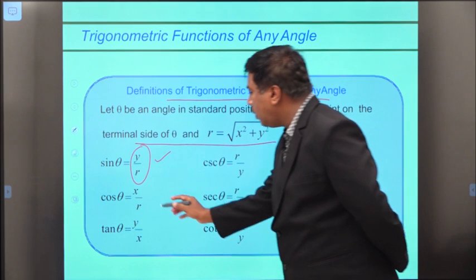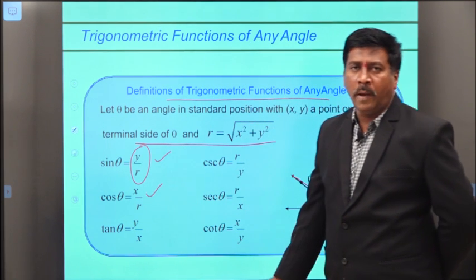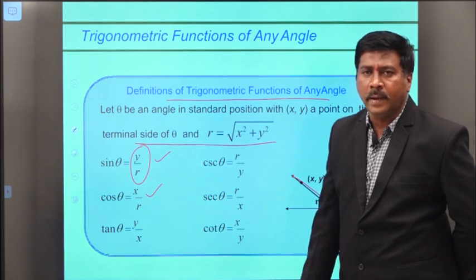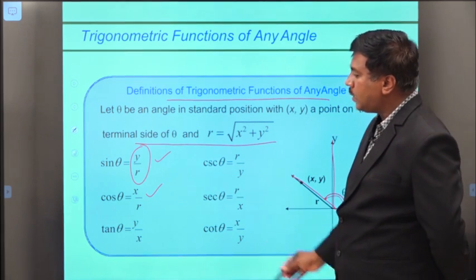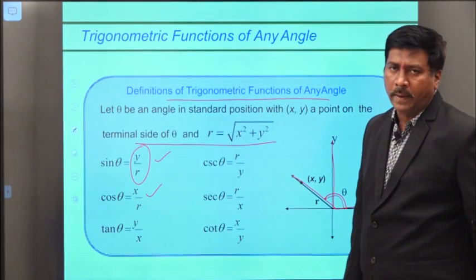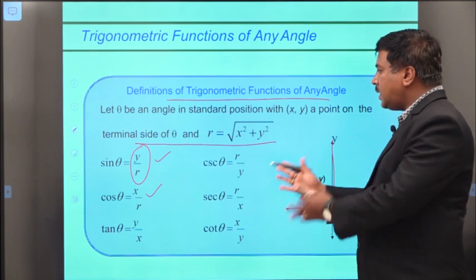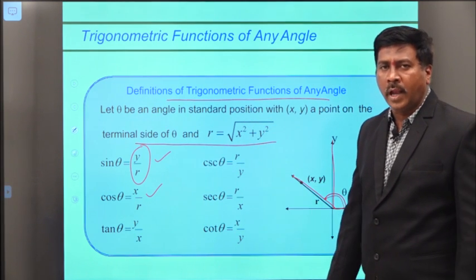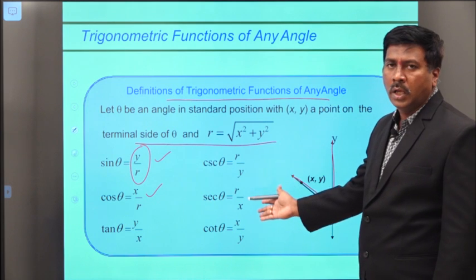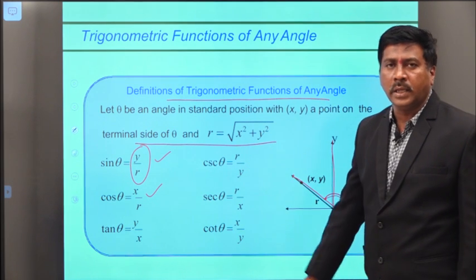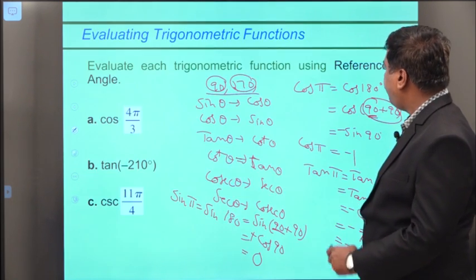And cos theta is equal to x by r, because the formula for cos theta is adjacent side by hypotenuse. Therefore, cos theta is equal to x by r and tan theta equals y by x. The reciprocals of sin theta, cos theta and tan theta are the values for cosecant theta, secant theta and cot theta.